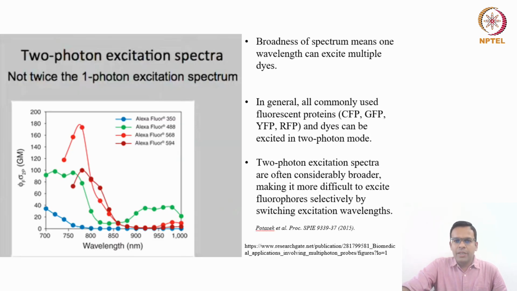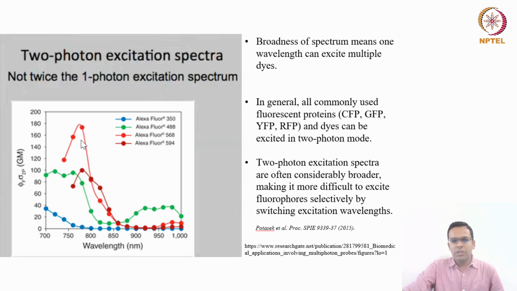Now here is one interesting thing about the two photon microscopy. You see, this is a two photon excitation spectra. So you can see all different dyes, all four different colors of dyes. If you have, let's say, Alexa Fluor 350, 488, 568, and 594 nanometer dye, four different dyes, you do not need four different lasers for the illumination.